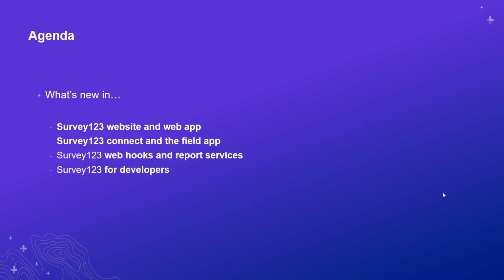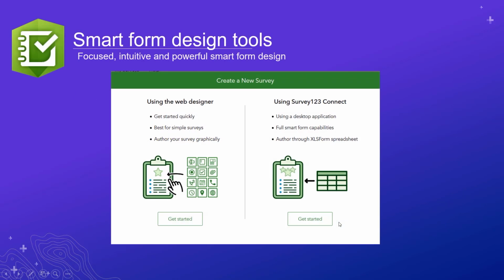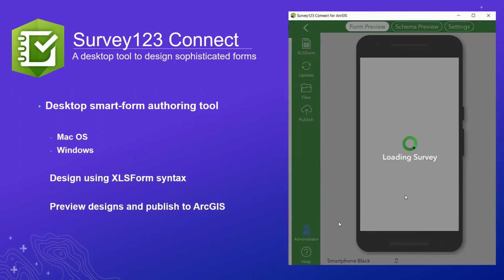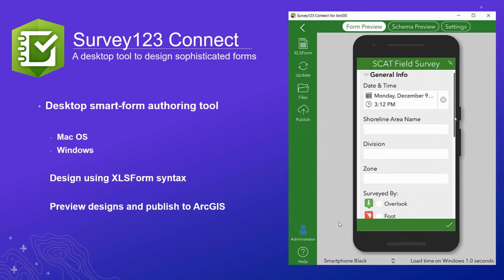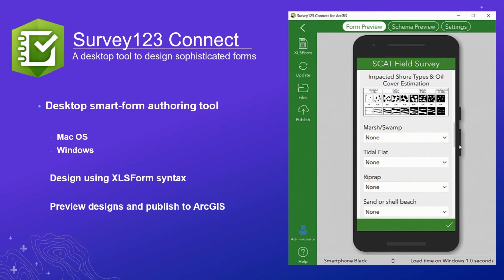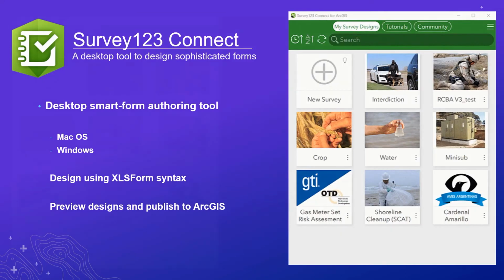Progressing with our agenda, we are going to talk next about what's new in Connect and the Field app. Survey123 Connect is like Designer, a tool that is going to help you create your own smart forms. But unlike Designer, it doesn't run on a web browser. Connect is actually a desktop tool that you download into your Windows or macOS machine. Unlike Designer, where you drag and drop, in Connect, you are going to use the XLS form specification, which is a standard to define the look and feel and behavior of surveys in spreadsheets.